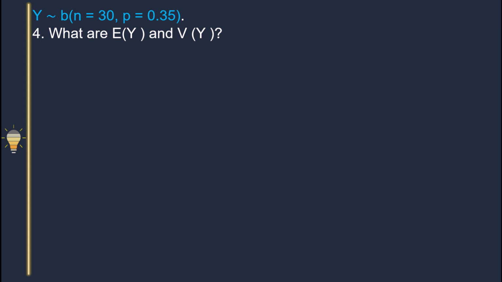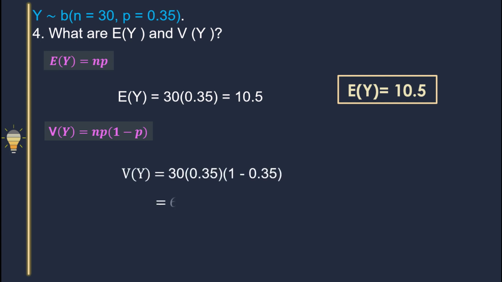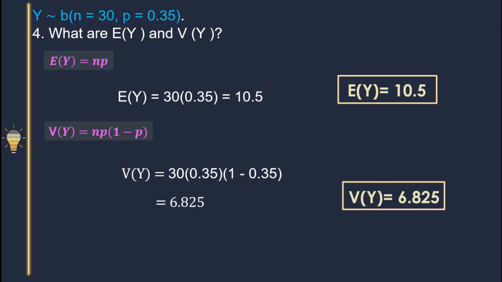Fourth one is asking for the expected value of Y and the variance of Y. Since Y has a binomial distribution, what is the expected value? That is np. So what is the n here? 30. P is 0.35. Therefore, the expected value is 30 times 0.35, which is 10.5. Then what is the variance of the binomial distribution? That is np times 1 minus p. So we know the n and p values. So plug in the numbers and the answer is 6.825.